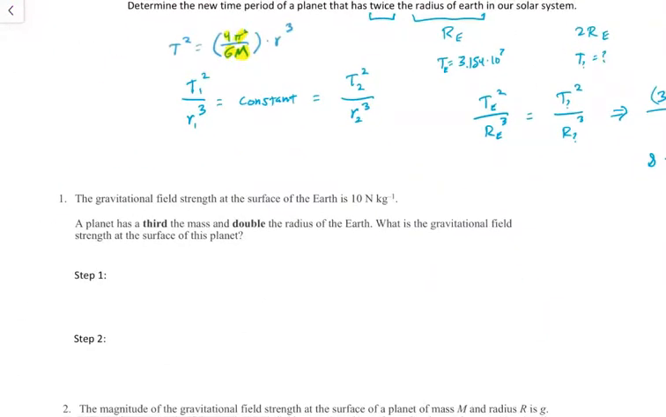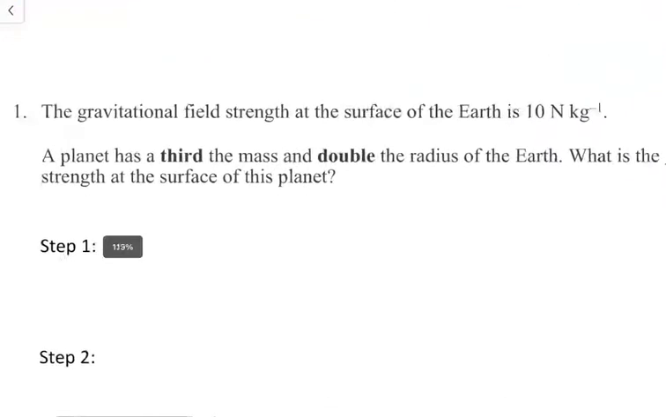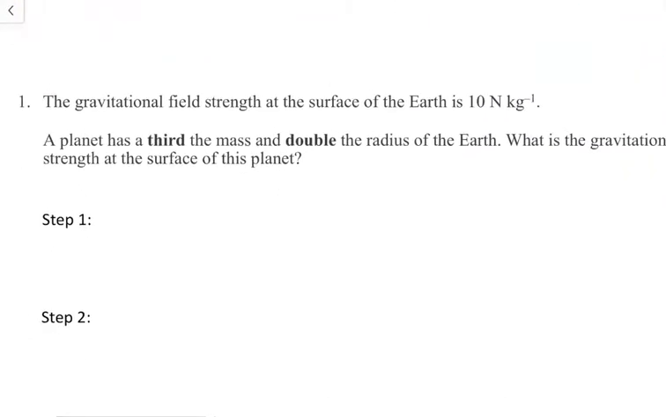So here we have a gravitational field strength at the surface of the Earth of 10 newtons per kilogram. A planet has a third the mass and double the radius of the Earth. What is the gravitational field strength at the surface of the planet? So step one, I would say, we know what the gravitational field strength at the surface of the Earth is. So we know g, which is equal to GM over r squared. We know that's equal to 10.